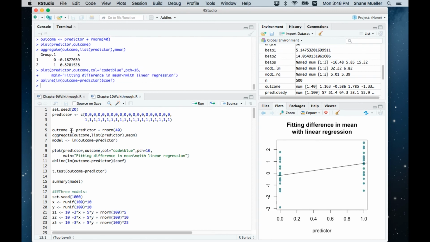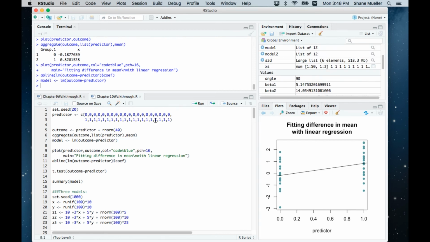I can make a model predicting these two, outcome tilde predictor, and I can plot that model here, and it looks like there's a slope: for every unit increase in predictor, there's about a 1 unit increase in the outcome. So although this is similar to a correlation, are these two things correlated, it's also asking, is this different from this?